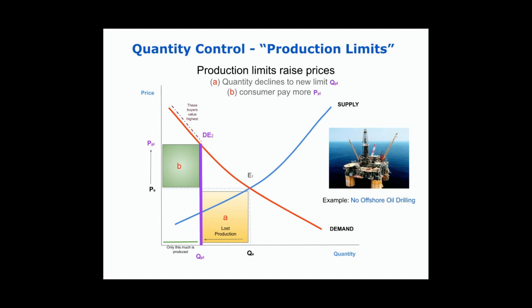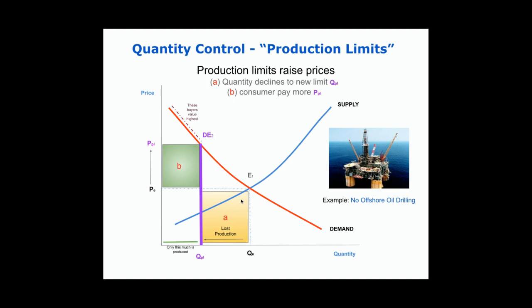Some of the interventions don't really involve prices, but they might involve setting limits or mandates on the amount that's produced. So we can look at a production limit. You can imagine that there's no drilling for oil allowed offshore in certain places, or maybe in places like Alaska because of environmental concerns. And the economics of this are pretty straightforward. We know when there are production limits that it's going to raise prices.